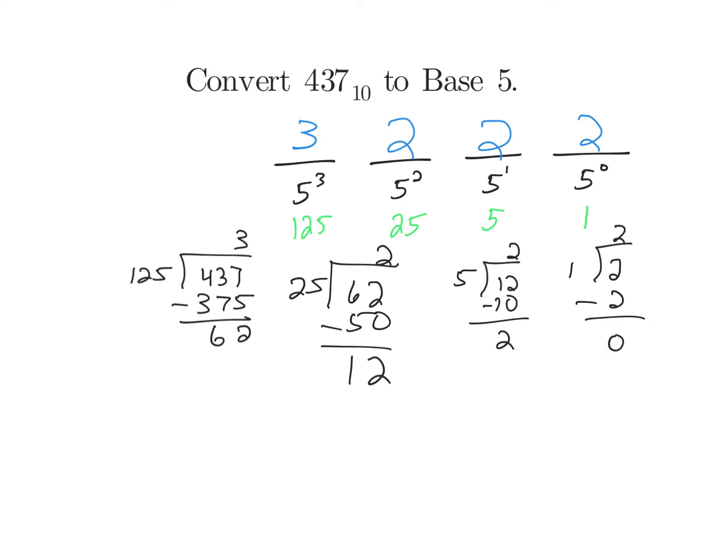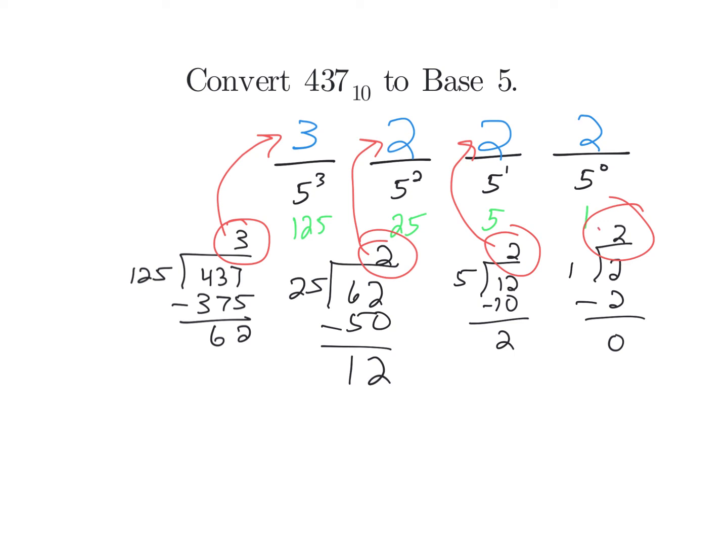So what's really important here is that you see that these 4 numbers are the numbers that go into these blanks. This 3 here represents 3 125s. This 2 represents 2 25s. This represents 2 5s, and this represents 2 1s. So the number 437 in base 10 is equal to 3222 in base 5.